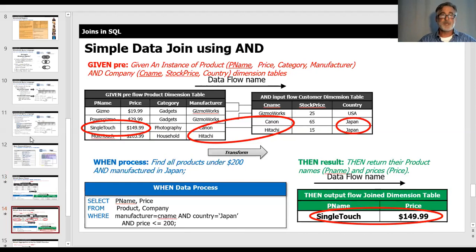But here's another statement. Given an instance of product, P name, price, category, manufacturer, and company name, stock price, country, dimension tables. So then your process, again, this would be your main clause: find all products under $200 and manufactured in Japan. Then your result in your test case would be then return their product names, P name, and prices.